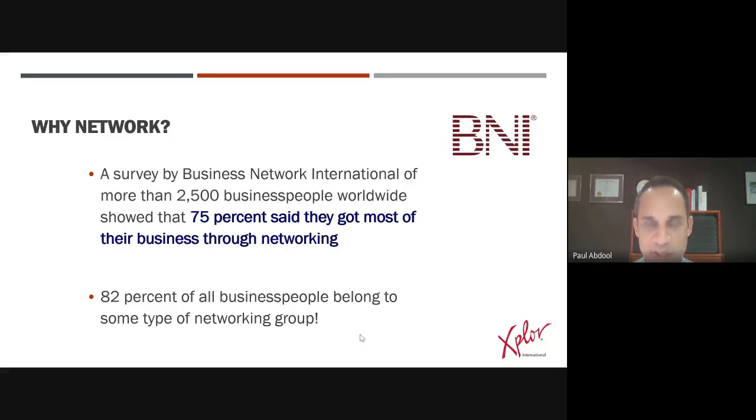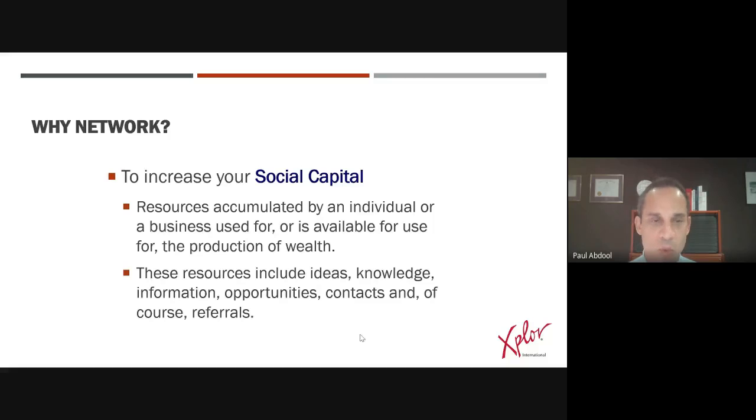I know Skip has been and Michael have as well. XPLOR has its own focus, and that's important. But if you do nothing, you should try to network. And why? Because you have to increase your social capital. And what does that mean? I'm going to read this part because it's really important.